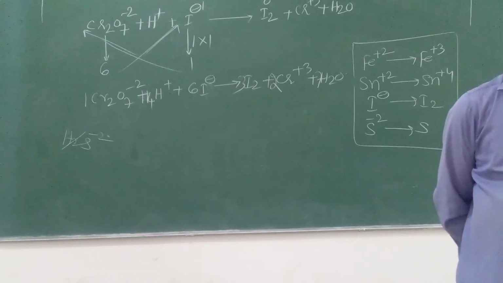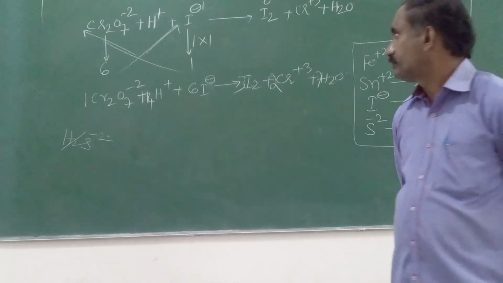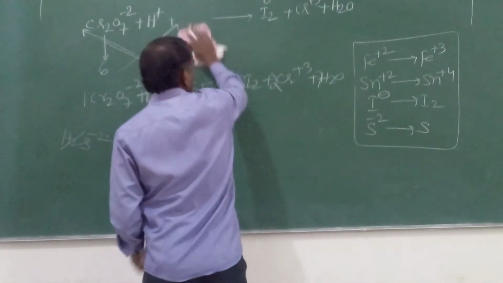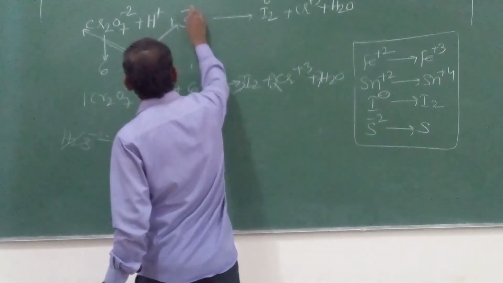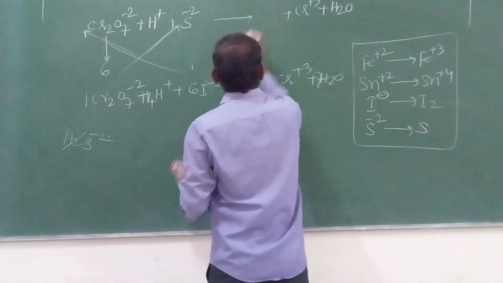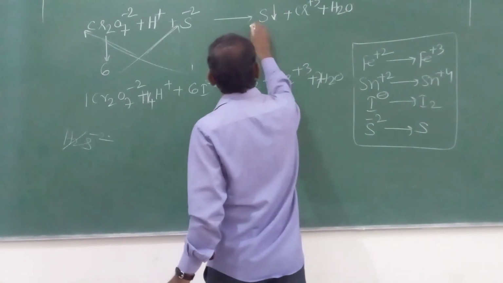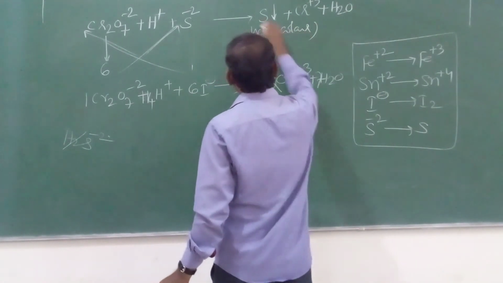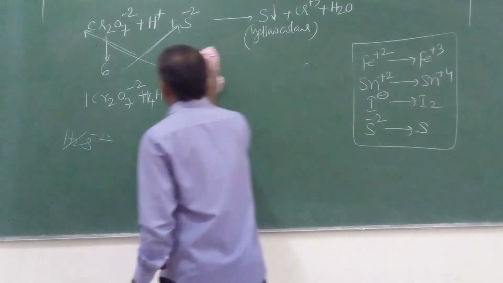It gives sulfur. Therefore, like all similar equations, sulfide goes to sulfur. Sulfur is a yellow color compound. The common byproducts are Cr plus 3 and H2O.